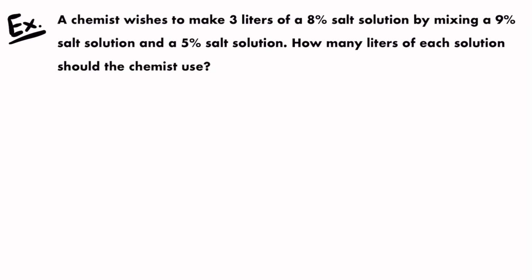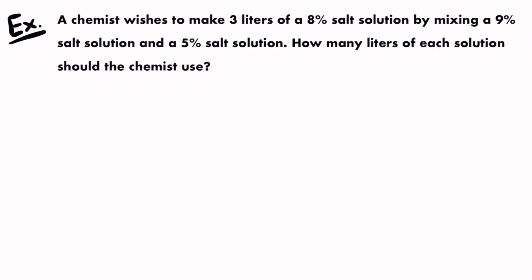Alright, so for our second and final example, we have a chemist wishes to make 3 liters of an 8% salt solution by mixing a 9% salt solution and a 5% salt solution. How many liters of each solution should the chemist use?